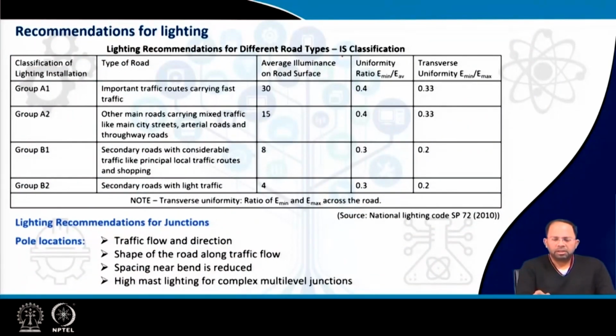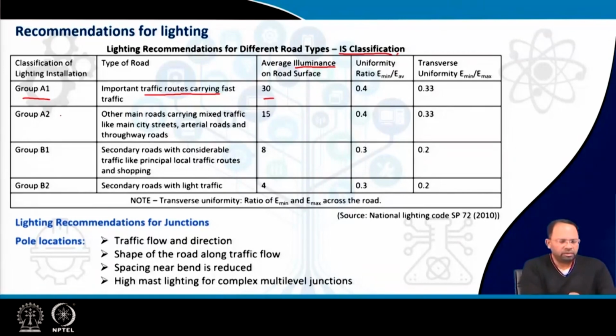Now, based on IS classification, there is another way to classify the different kinds of road. For example, important traffic routes carrying fast traffic fall under group A1. Here, the lighting level is given in the form of illuminance instead of luminance, so illuminance is in lux. As you can see, this value is 30 lux, and the uniformity ratio is also given, which is 0.4, and transverse uniformity is 0.33. These are similar to the other uniformities that we discussed. One is transverse across the road and the other is longitudinal that we discussed earlier.